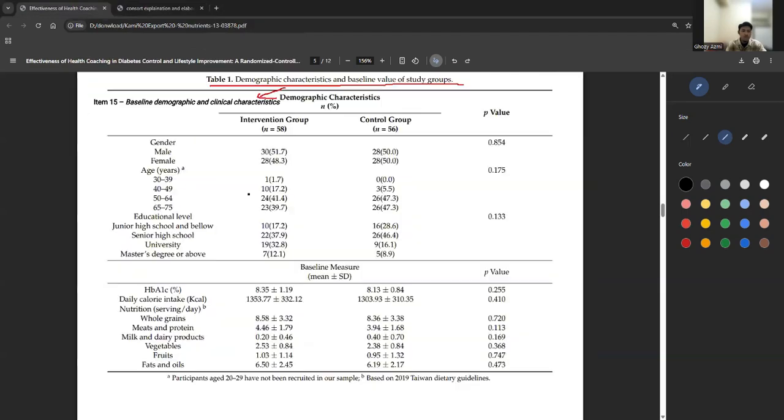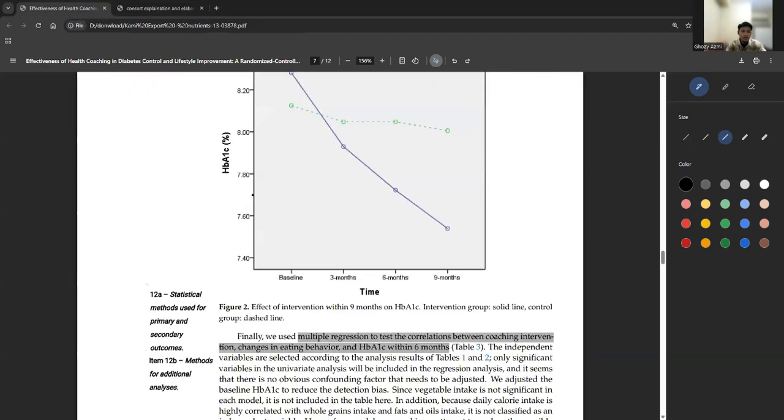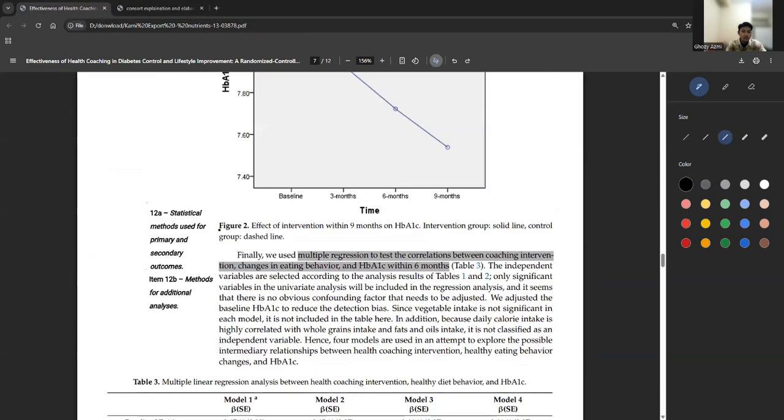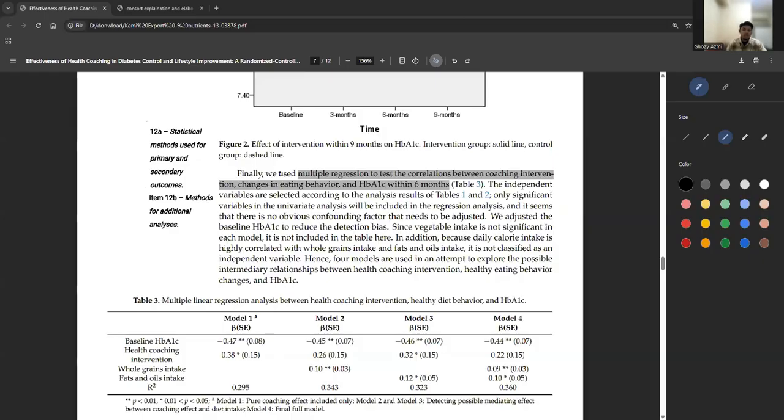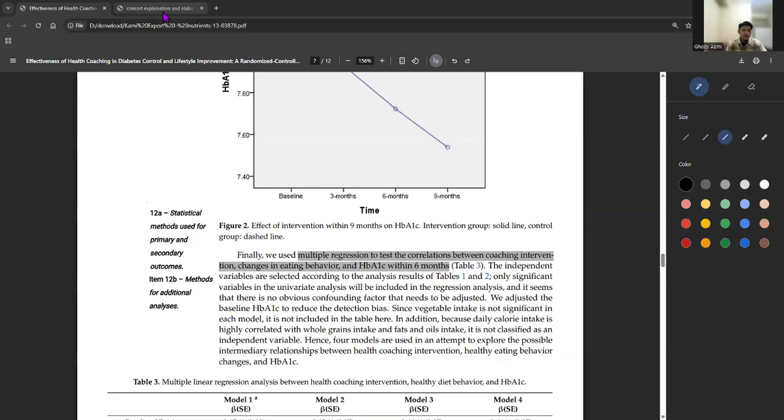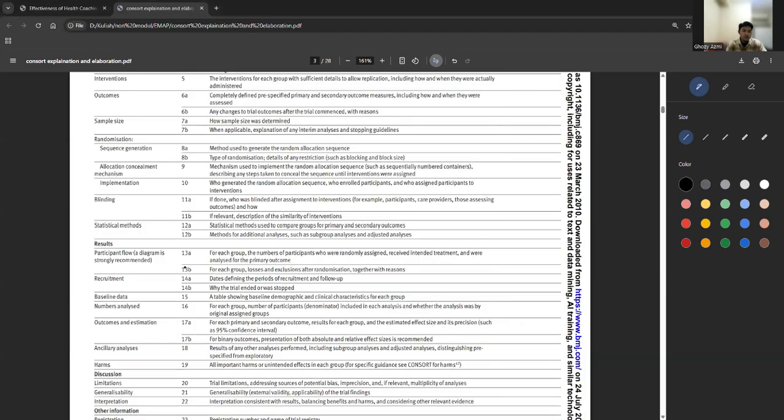The method for additional analysis is multiple regression to test the correlation between coaching intervention, change in eating behavior, and HbA1c within 6 months.